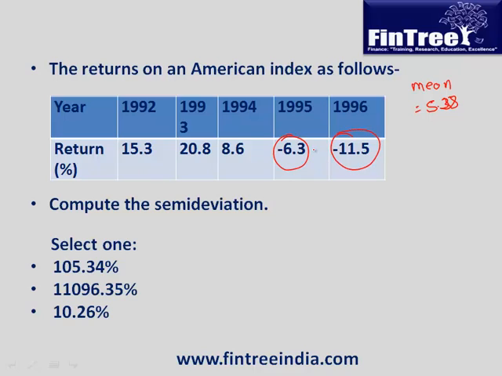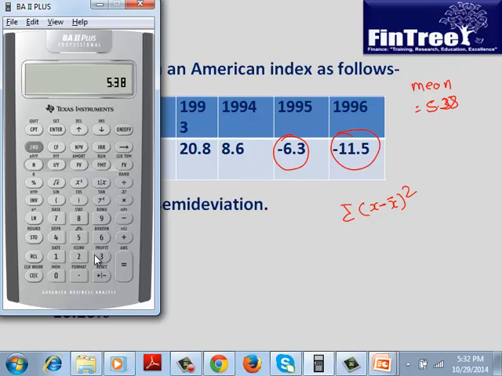Then we have to search which of these values are less than 5.38, and in this case we have only two values. What we are required to do is summation of x, being the values which are less than mean, minus x bar square, and again we can do that using calculator. So 6.3 negative minus 5.38 and square of this value STO1, 11.5 negative minus 5.38 square of this value STO2. So now we have summation of x minus x bar square.